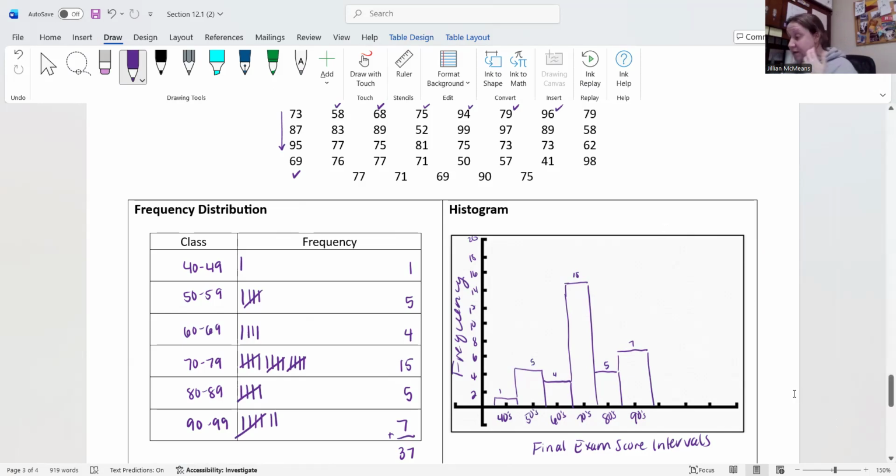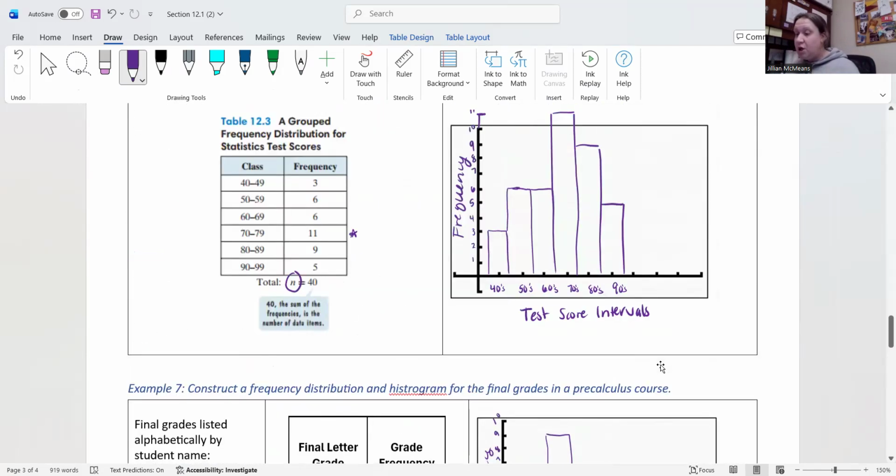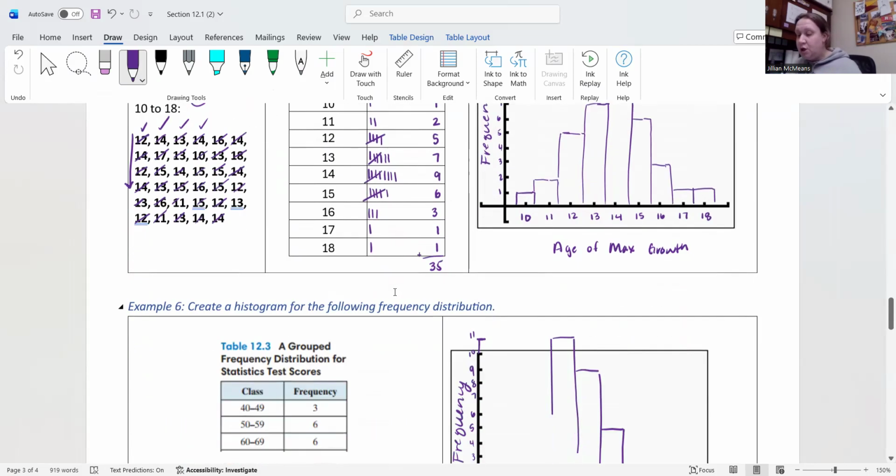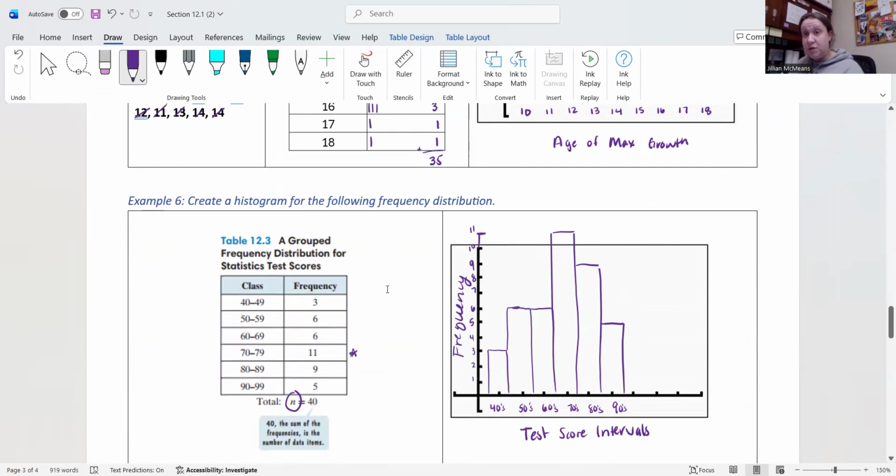Okay, so that's it for frequency distributions. Again, you can have a frequency distribution where you don't lose the individual data items, but that's a situation where you don't have that many different data items. Like here we had data items from 10 through 18. You can have the grouped frequency distribution where you do lose the individual data item, but it's because there are so many possible data items. So we group them into intervals that have similar widths.